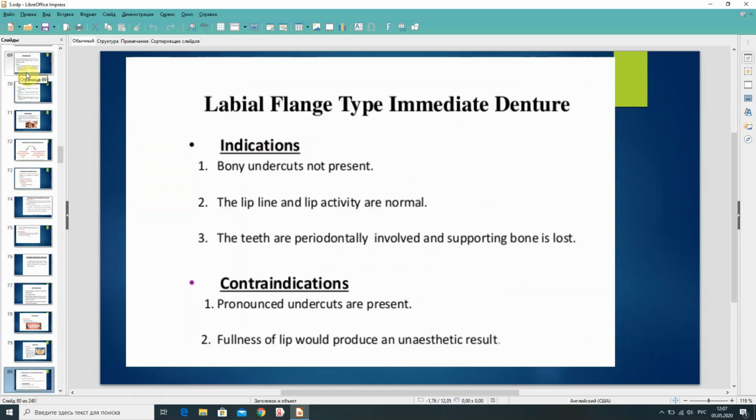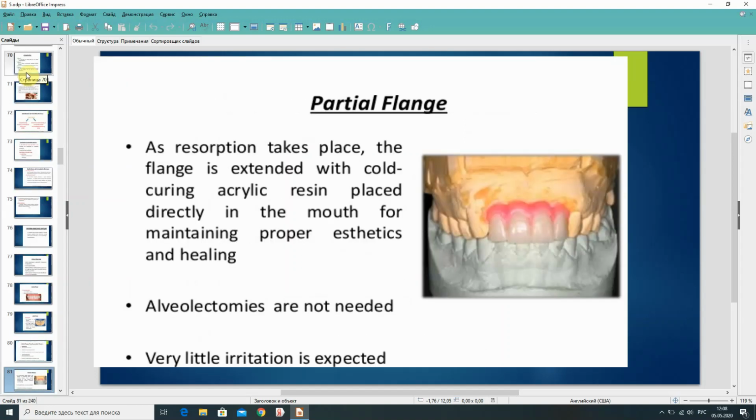Labial flank type immediate denture. Indications: bony undercuts not present, the lip line and lip activity are normal, the teeth are periodontally involved and the supporting bone is lost. Contraindications: pronounced undercuts are present, fullness of lip would produce an unaesthetic result.